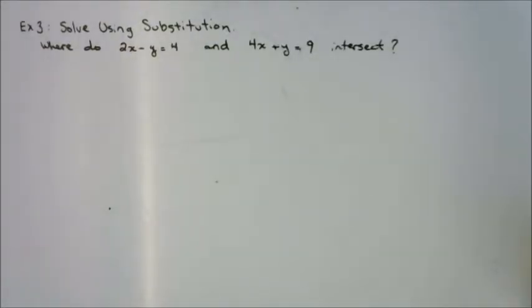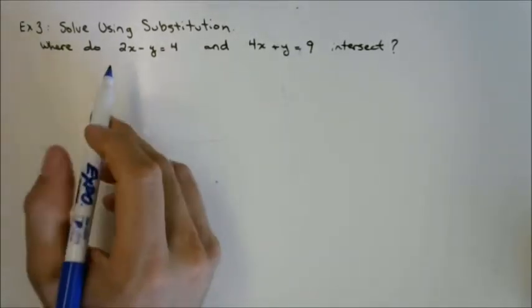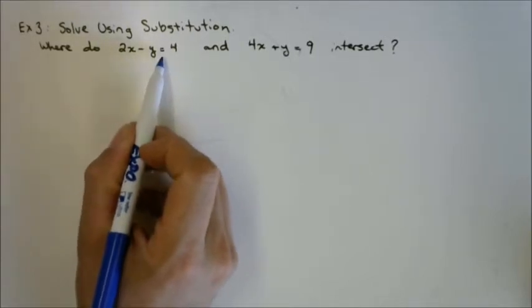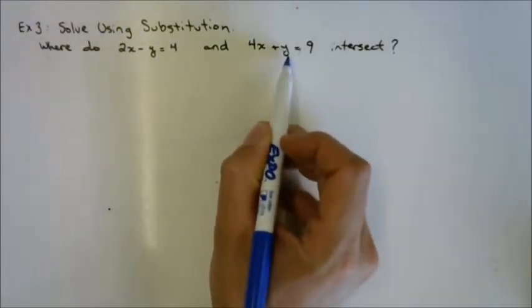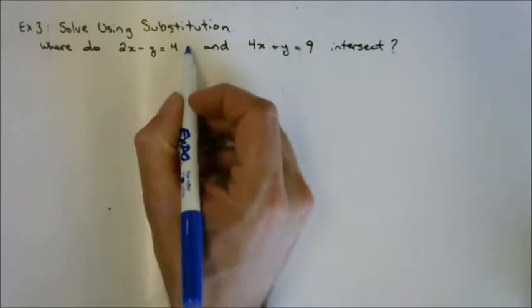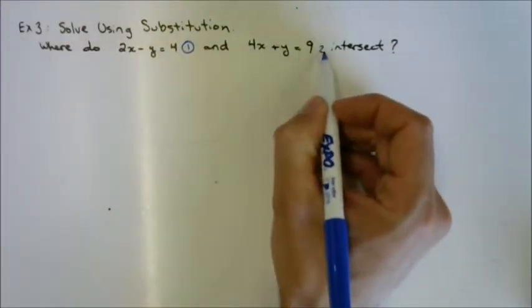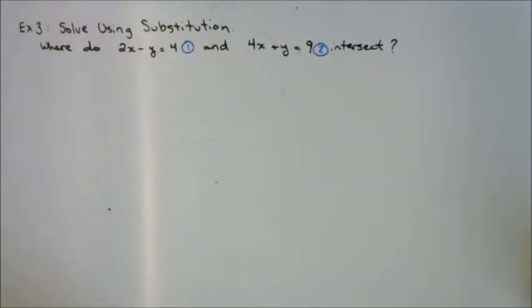Example 3, we're going to find the point of intersection between two lines using substitution. Same as before, our lines are just slightly more difficult. But here we go. I have my two lines, 2x minus y equals 4, and 4x plus y equals 9. I'm going to go ahead and label them line 1 and line 2.